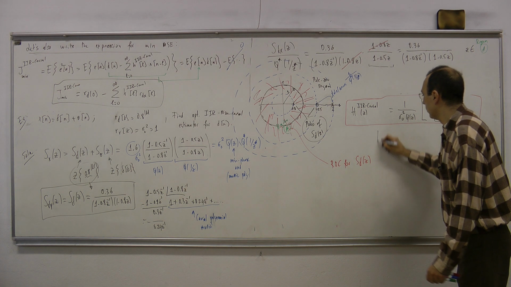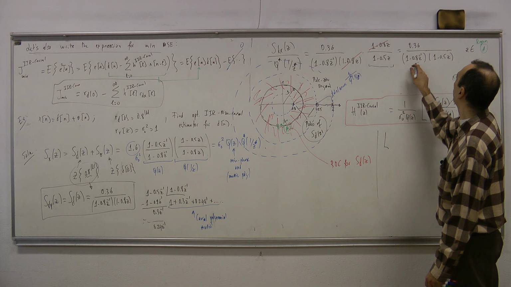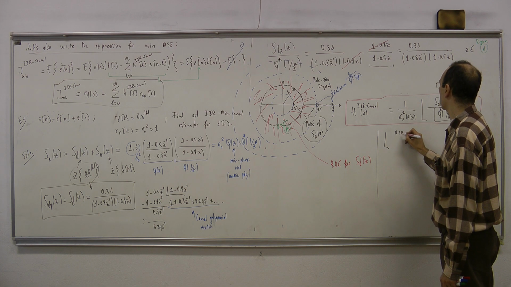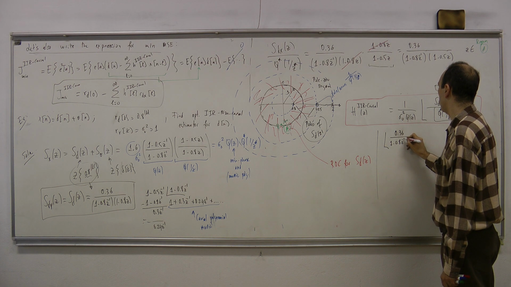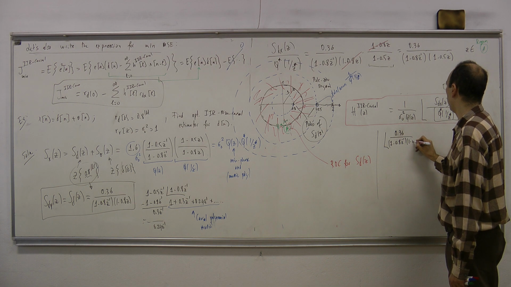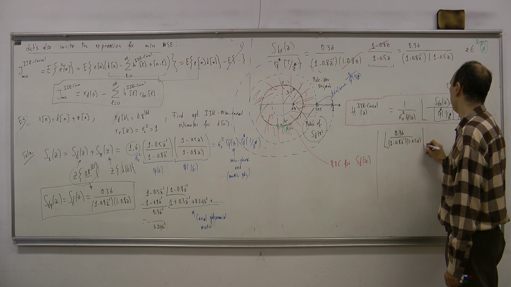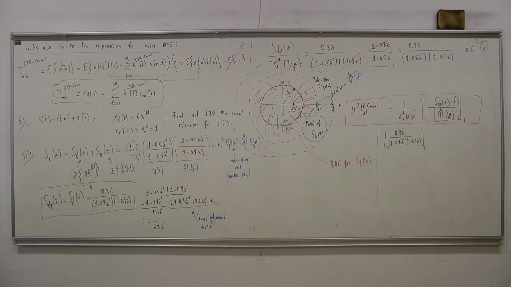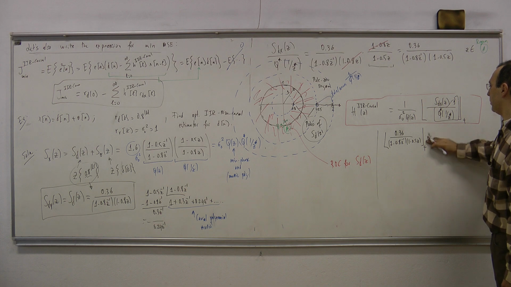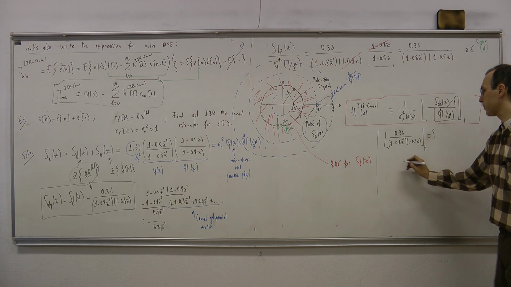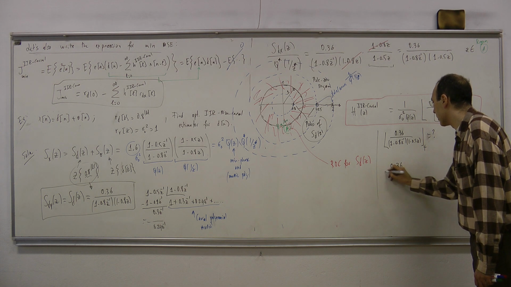Now, how should I calculate this? 0.36, 1 minus 0.8 Z inverse, 1 minus 0.5 Z. I need to find this causal part. So I will do partial fraction expansion. So, let me write it like this. What is this? So 0.36.